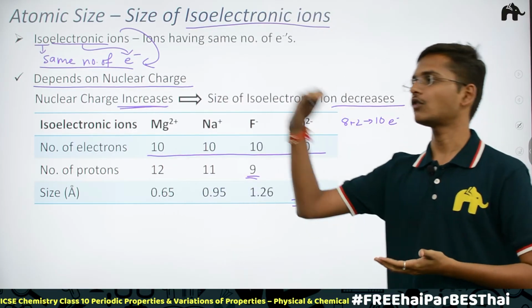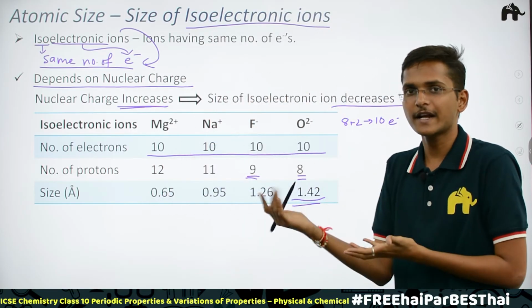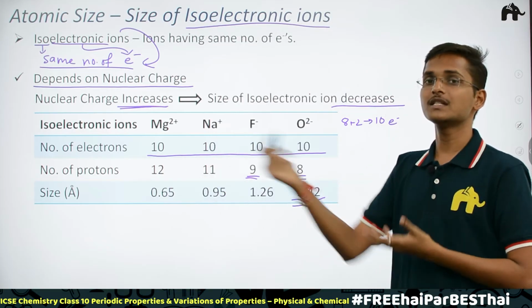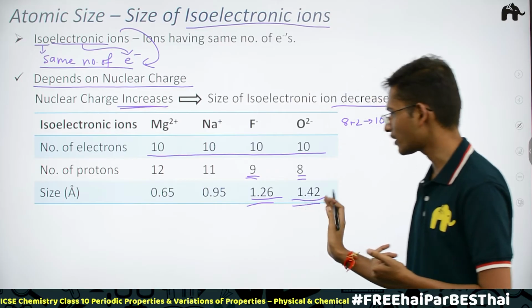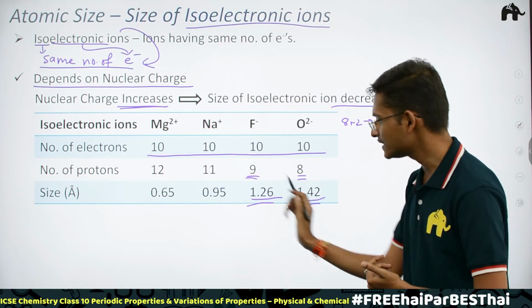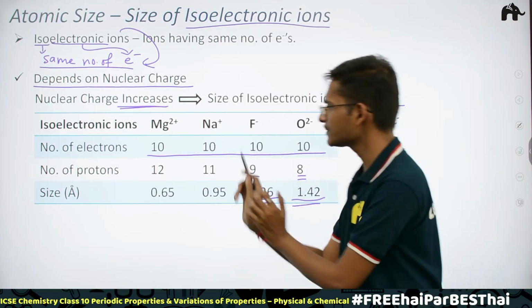Electrons are coming closer. The outermost shell is coming closer, which means the size is decreasing. And here you can see 1.26 angstrom. From 1.42, the size has decreased to 1.26. And similarly, the same case goes on.